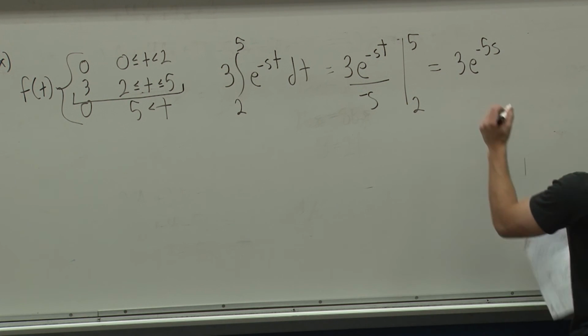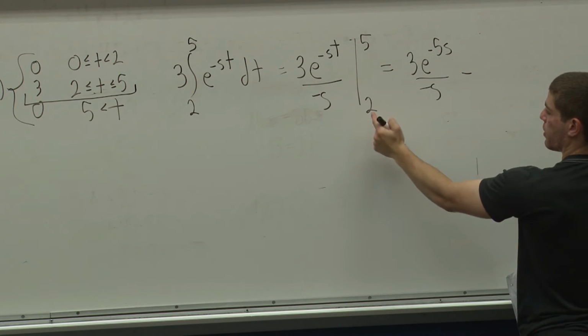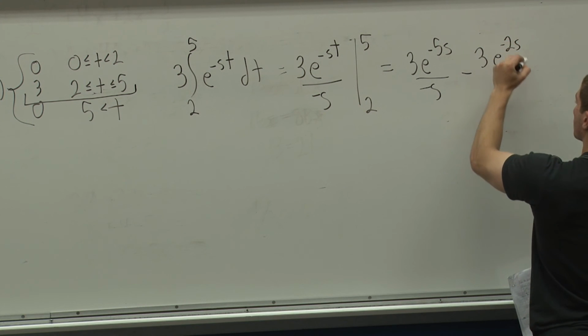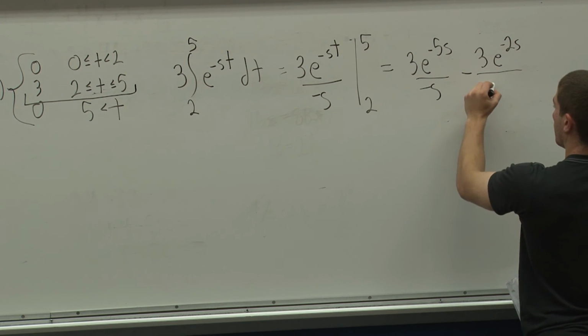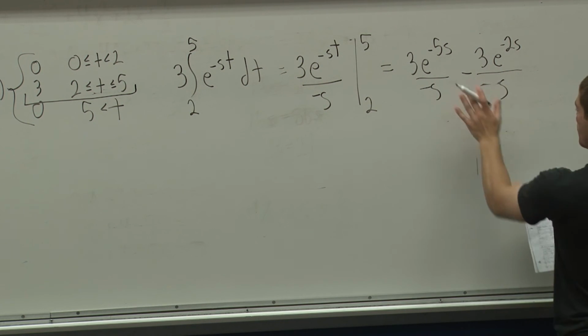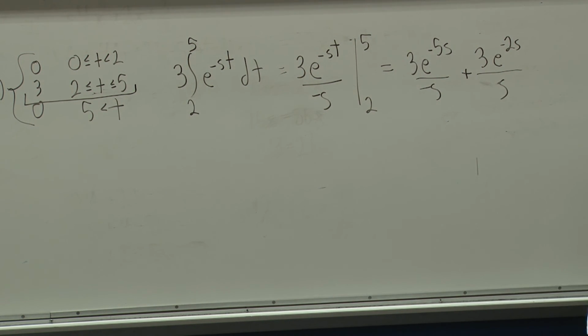All right. So we have that over negative s, minus, plug in the 2, 3e to the negative 2s over negative s. Now we could just take that negative away, put it right there, put positive, and we have that. If you were to refer to your Laplace chart, which they're going to give you, you could turn this into the equation of the answer, I think. But I think this one's a little more complicated.